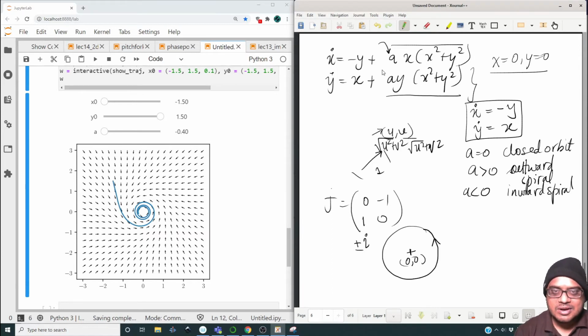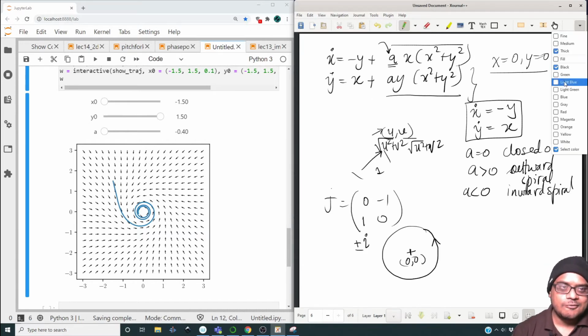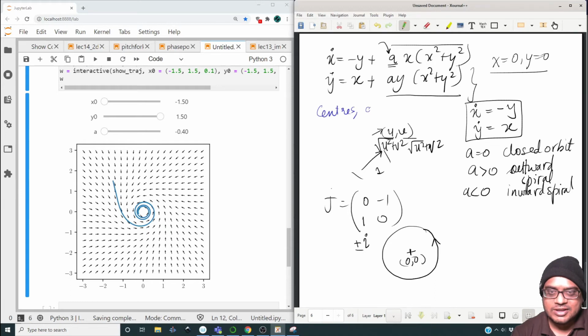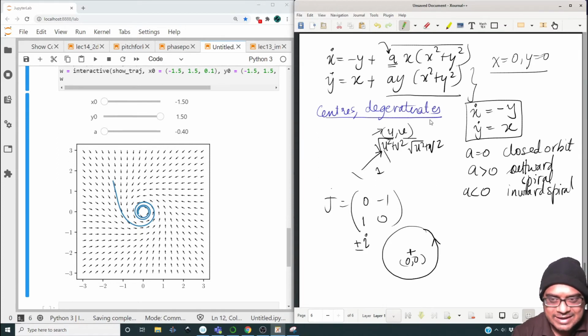But the dependency on A has been washed away by the fact that we have linearized the system. If we do not pay attention to the entire nature of the equation, it will not work. But again, for these particular cases, for centers, so this is called a center because it's like a center for a closed orbit, and for degenerate points and such points, linearizing does not give you the entire picture.